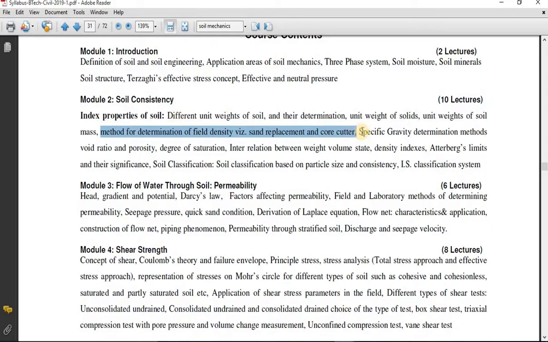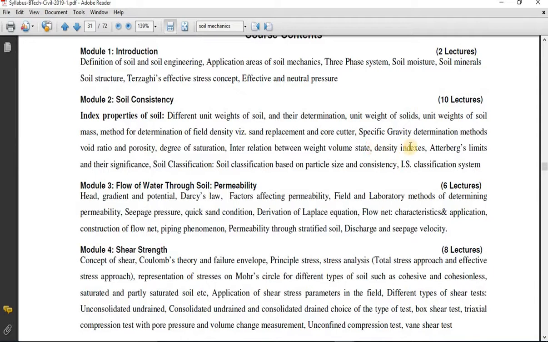In today's session I am going to solve one example from competitive exams regarding unit weight relations and basic index property relations, and we are going to study specific gravity determination methods. After that, you can see we have completed void ratio, porosity, degree of saturation, but the interrelation between weight, volume, states, density indices we have not completed. So today I am going to cover this particular point so that we can finish up to here.